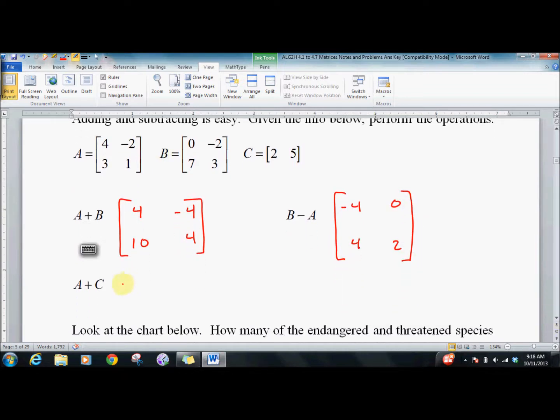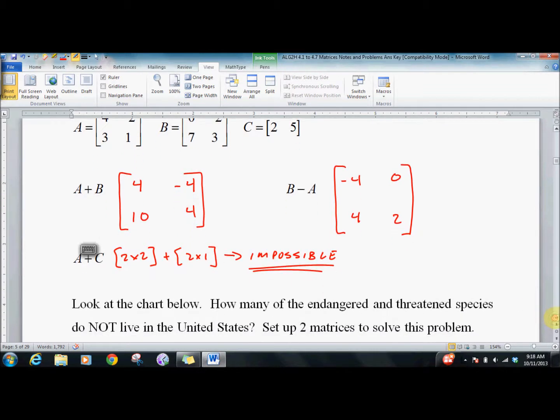And then A plus C. Well, we have a 2 by 2 plus a 2 by 1. That's impossible. When adding and subtracting, you have to have the same dimensions. It'll be very different from multiplication, so watch out when we get there.